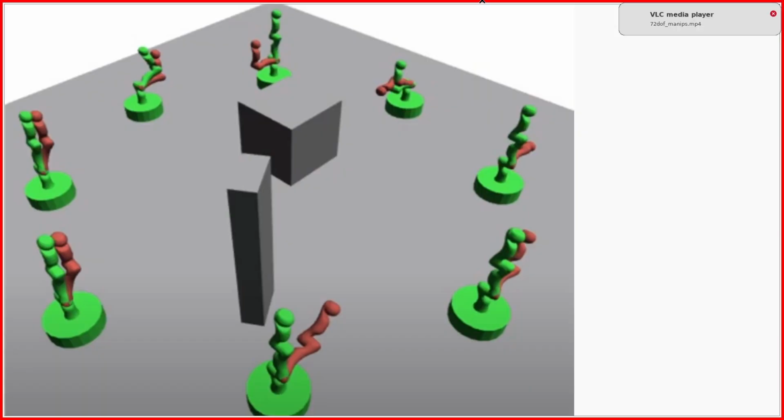Okay, any questions about this prioritized planning approach?